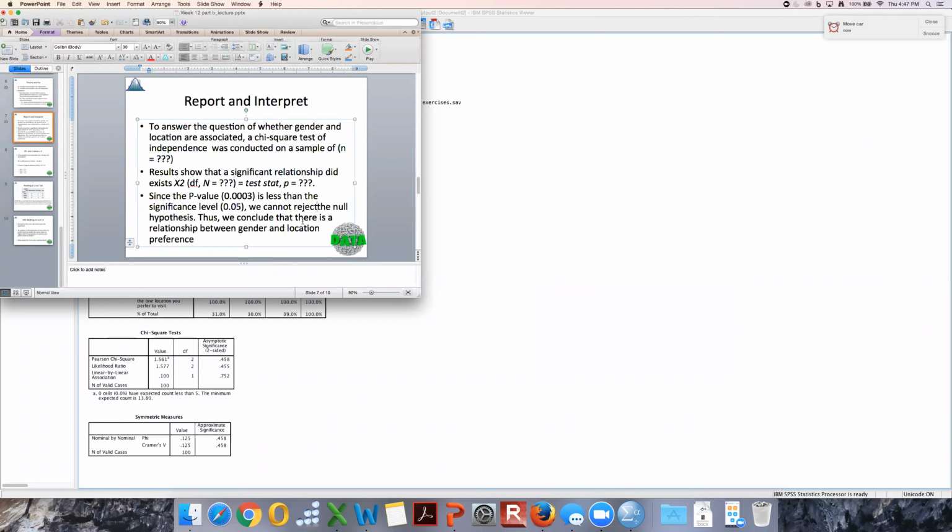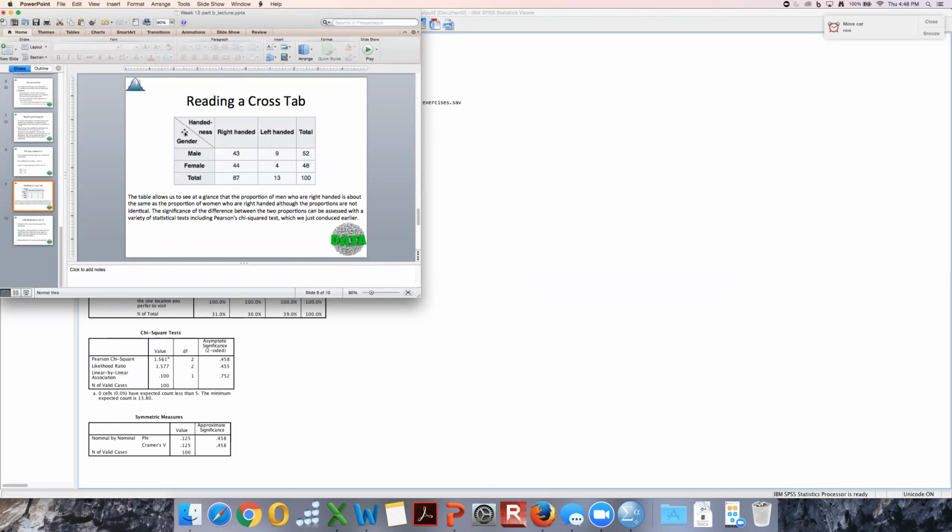So you need to go into your slides and make sure you update this so it's adequate for what you're trying to say. Here is the name of the test. Here are the degrees of freedom. That would be 2. N equals 100 would go here. The test stat, again, would be this value, 1.56. And then the p-value would be 0.45. And then you conclude that there is not a relationship between gender and location.